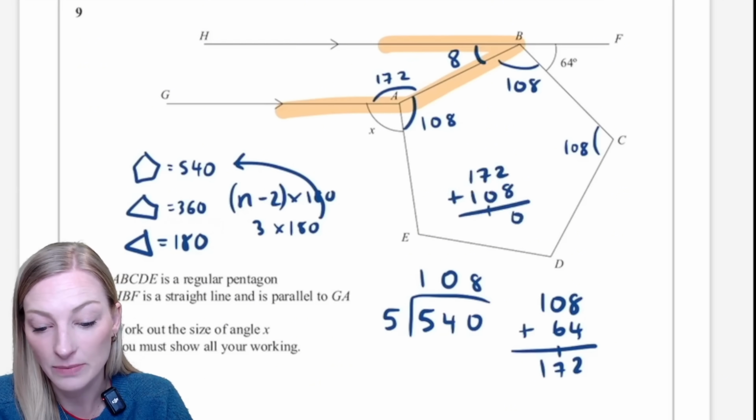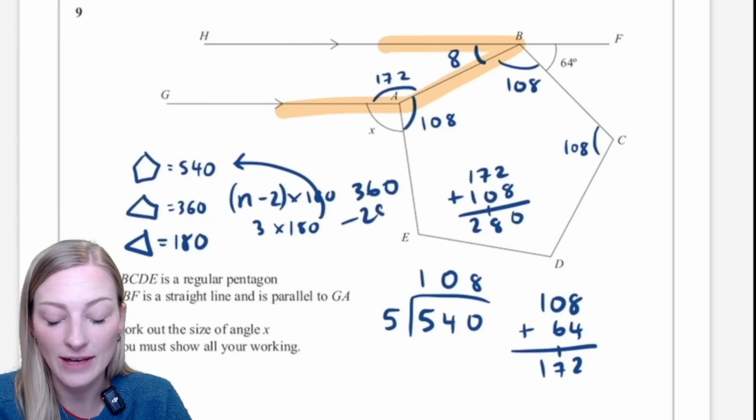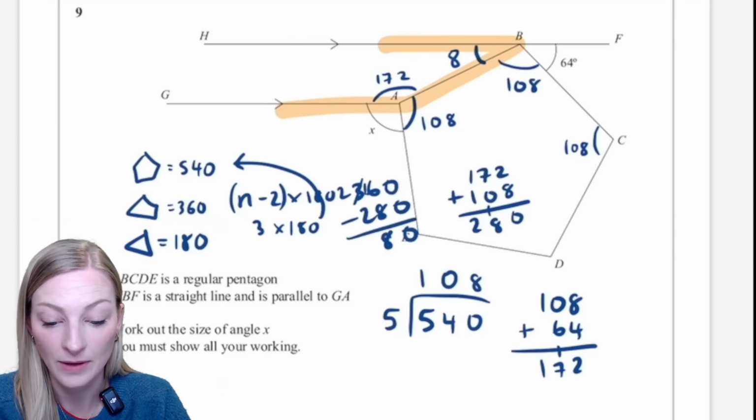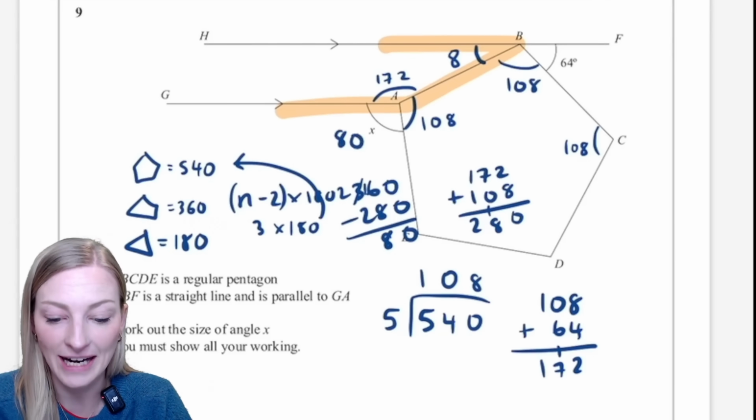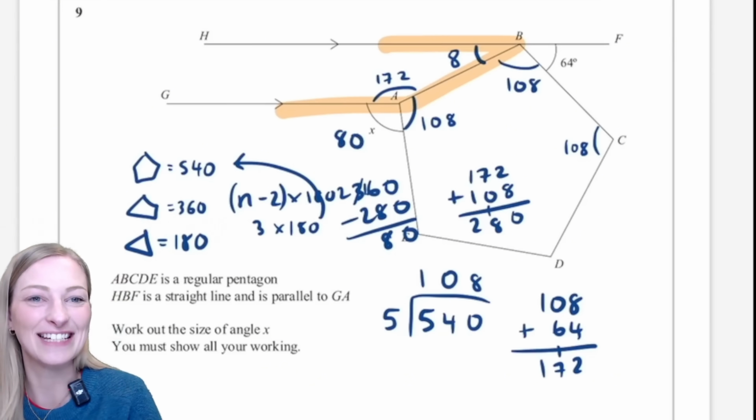That is going to be 280. And then let's do 360, take away that 280. More on the floor, borrow from next door, and that is 80 degrees. Doesn't look like 80 degrees, but bad drawing from me. Hopefully that makes sense that it's 80 degrees for that one.